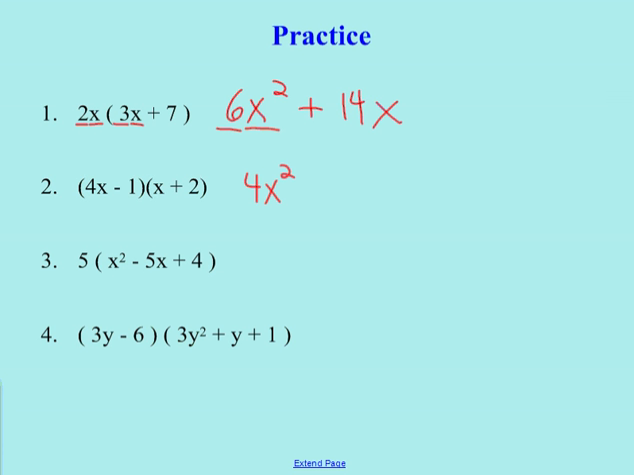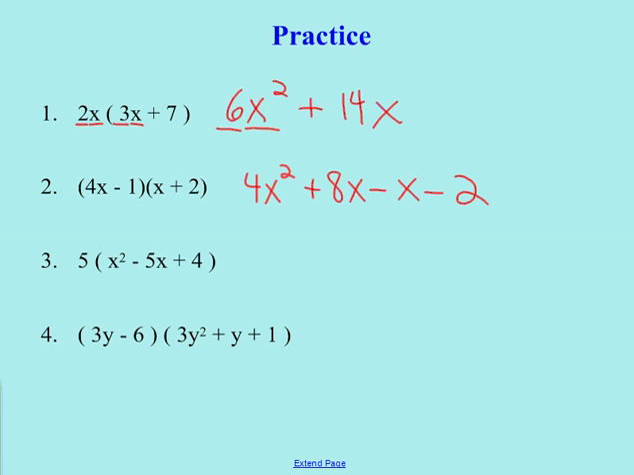Next I have O for outer. So my outside terms, remember, outside terms will be 4x and positive 2, and that'll give me a positive 8x. Then I, in FOIL, for inner, I'll multiply negative 1 times positive x and get negative x. And then finally L in FOIL for last. So the last terms are negative 1 and positive 2, and that'll give me negative 2.